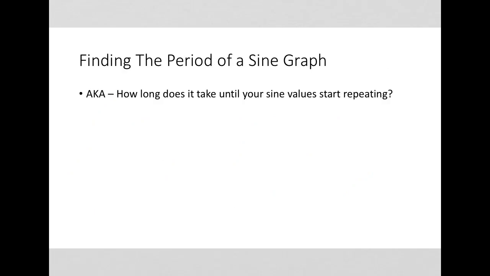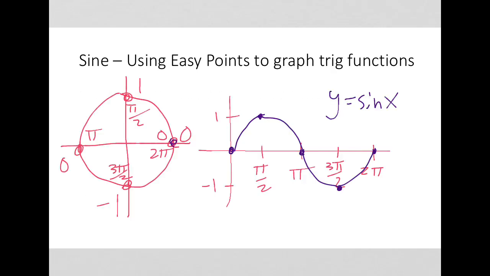Sweet. Let's talk about some stuff now. The period of a sine graph, aka how long does it take until your sine values start repeating? Well, we sort of just talked about that. Think about it. We start here, and we have to go all the way around the unit circle until that pattern of values starts to repeat. And, well, how long did that take? It took 2 pi. So another way of thinking about it is how long does it take to get back to where you started from? Well, we started here where our sine graph was then going to go up. How long does it take until we're back at that 0 with our graph about to go up?